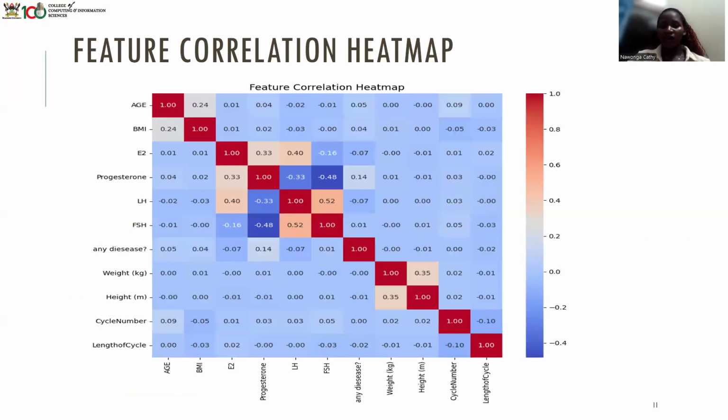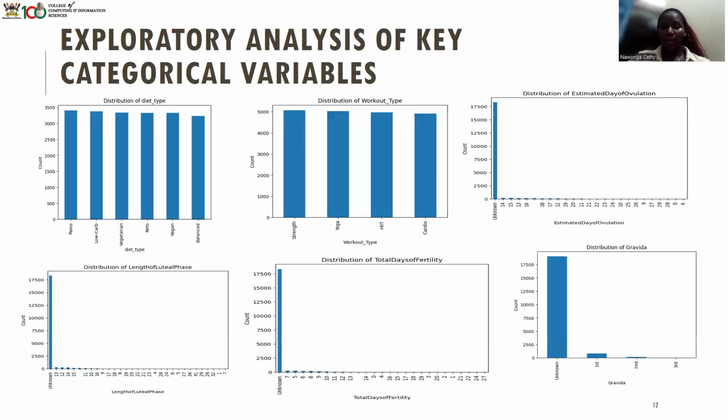This is our feature correlation heat map. And here we have the exploratory analysis of key categorical variables: count and diet type, distribution of diet type, distribution of work type, distribution of estimated day of ovulation, distribution of length of luteal phase, distribution of total days of fertility, and also gravida.